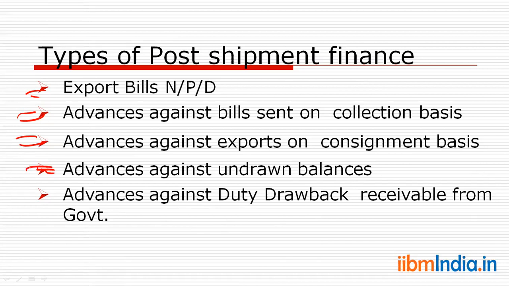What does this mean? It is a very common practice in export to leave a small part undrawn for payment after adjustment due to differences in the rate, weight, quality, etc. Banks do finance against the undrawn balances, if the undrawn balance is in conformity with the normal level of balances left undrawn in the particular line of export, subject to a maximum of 10% of export value.